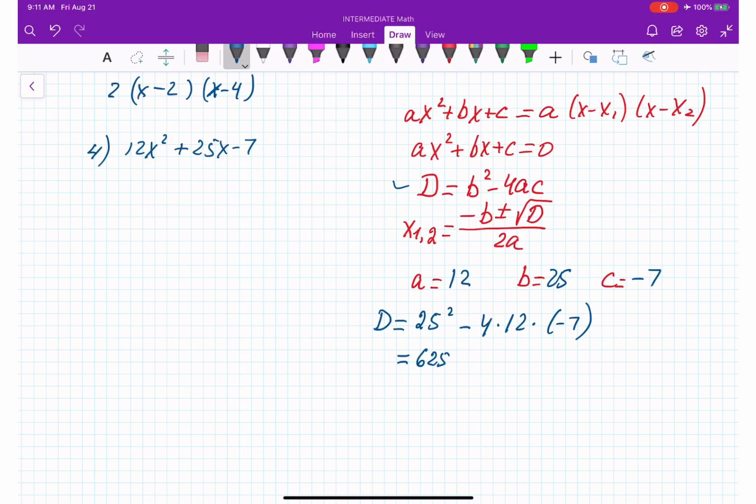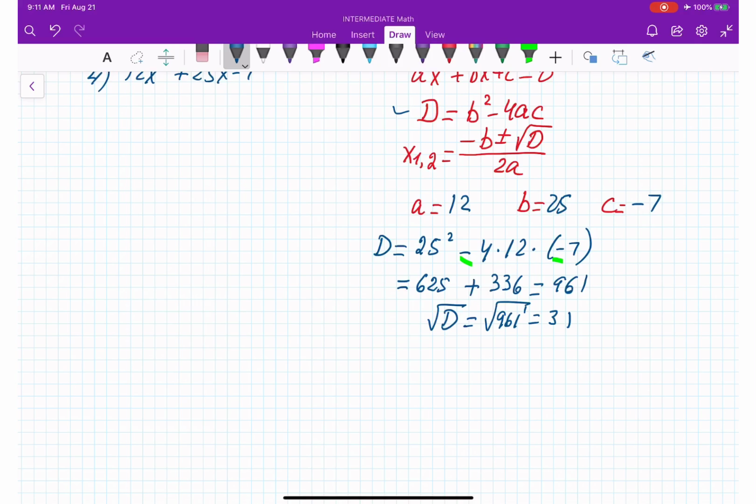And then since we have two negatives here multiplying, we will end up with a positive. 4 times 12 is 48, and 48 times 7 is going to be 336. And we're going to get 961. Okay, so the square root of the discriminant, since we are going to use it, let me write down: the square root of the discriminant is equal to the square root of 961, and that is equal to 31.